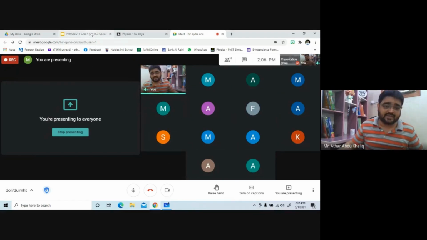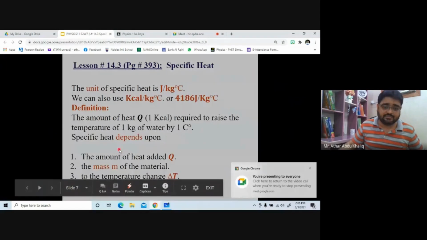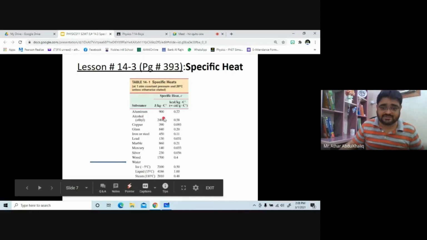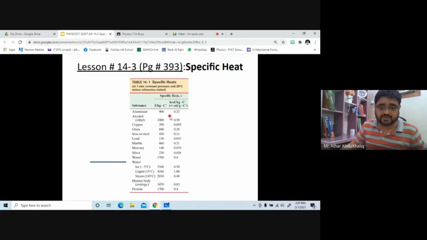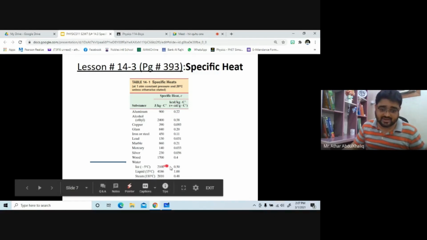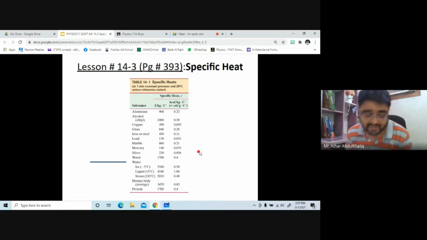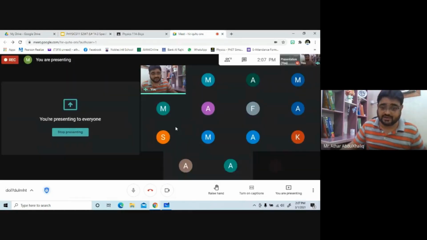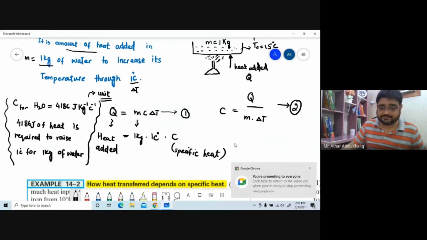For example, if I go to the other substance, like you can see in the table, aluminium has specific heat 900, ethyl has 2400, copper 390, glass 840, iron or steel 450, and so on. For water, when it is ice, it is 2100. When it is liquid, it is 4186. So every substance has a different specific heat. Let me get back to the point.